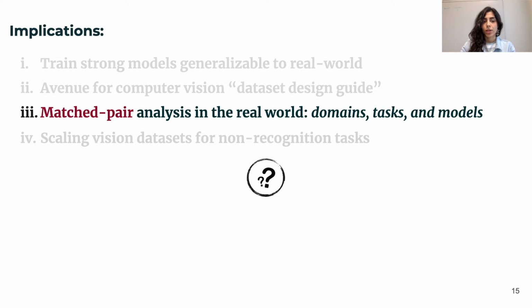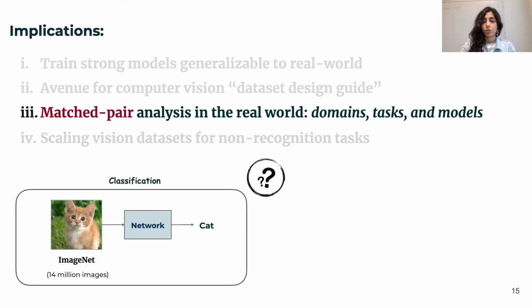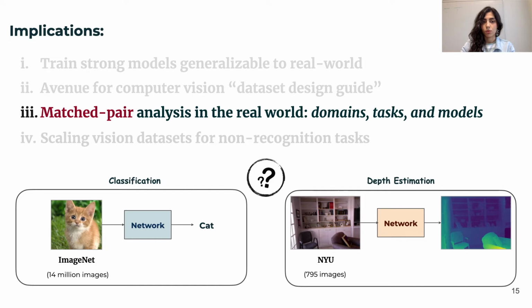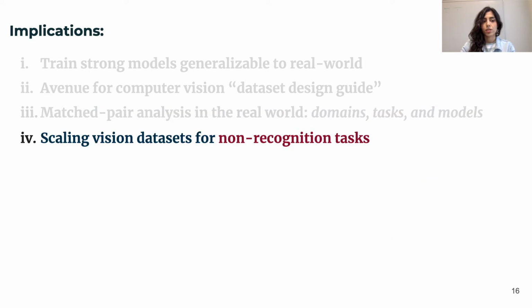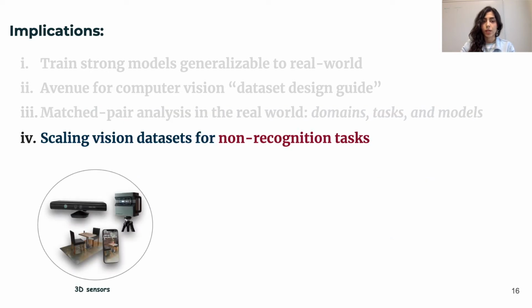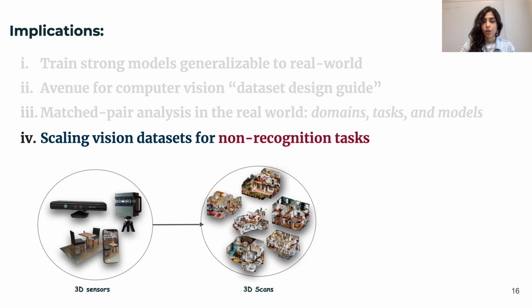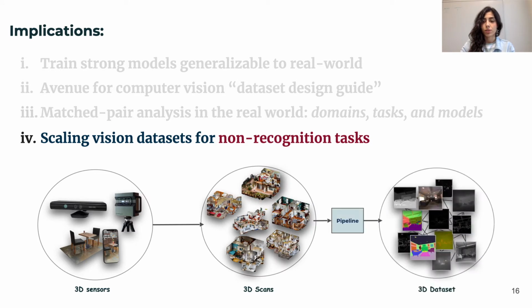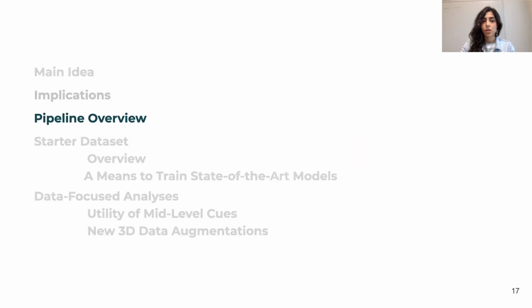It allows us to do match pair analysis. For example, what causes an ImageNet pre-trained model to transfer better to other downstream tasks compared to alternatives, such as a depth model trained on NYU? And finally, as 3D sensors are becoming more common and 3D scans more available, the pipeline can convert these sources of data to large annotated 3D datasets. But how does our pipeline work?